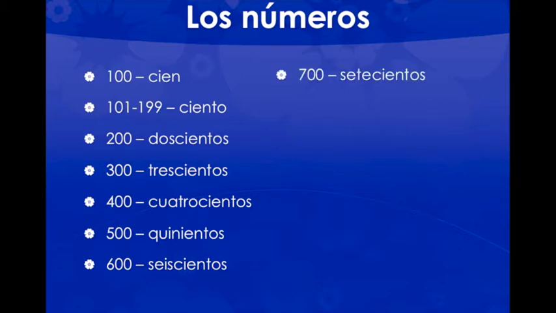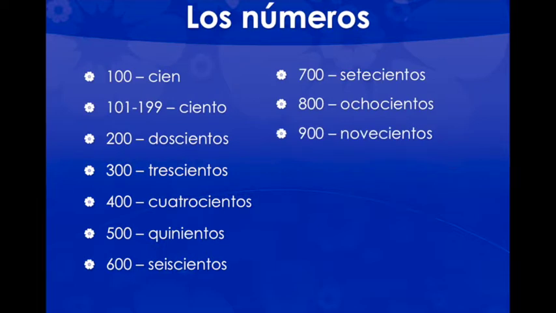700 is setecientos. Notice how it drops the I from siete just to become sete. Ochocientos is regular. Novecientos is irregular. Instead of nuevecientos, it's nove with an O instead of a UE. And then after that, to say 1,000, you'd say mil. Like millimeter is 1,000th of a meter. A millennium is 1,000 years, and so on and so forth.